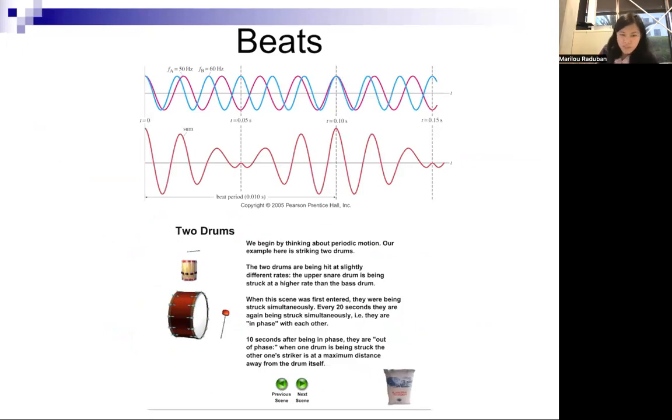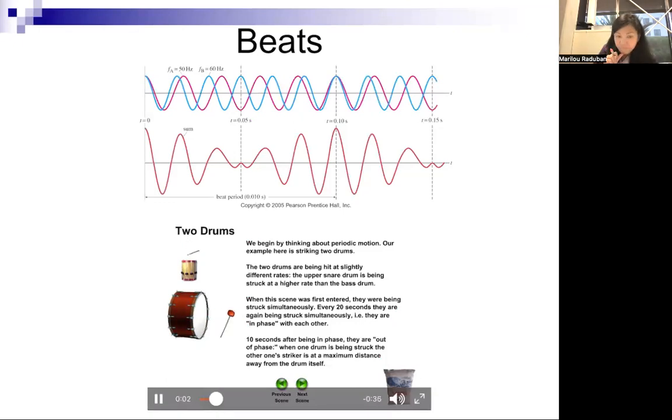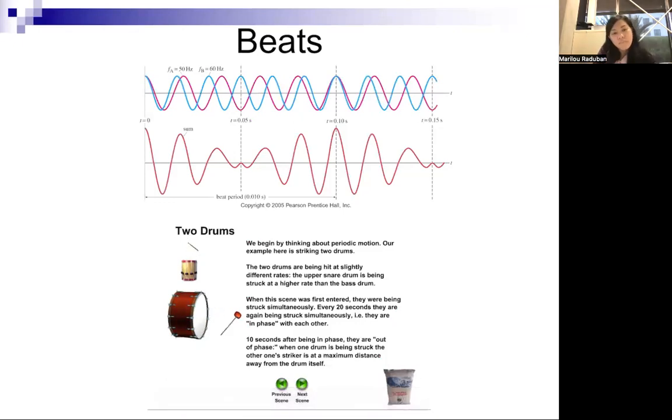Unfortunately, the website where I got this animation disappeared and Flash is no longer working. But luckily, I was able to record some video illustrating this. The two waves with slightly different frequencies are like two drums that are beating out of sync. So have a look. Initially, they start out playing out of sync, but after some time, they play in sync before playing out of sync again.